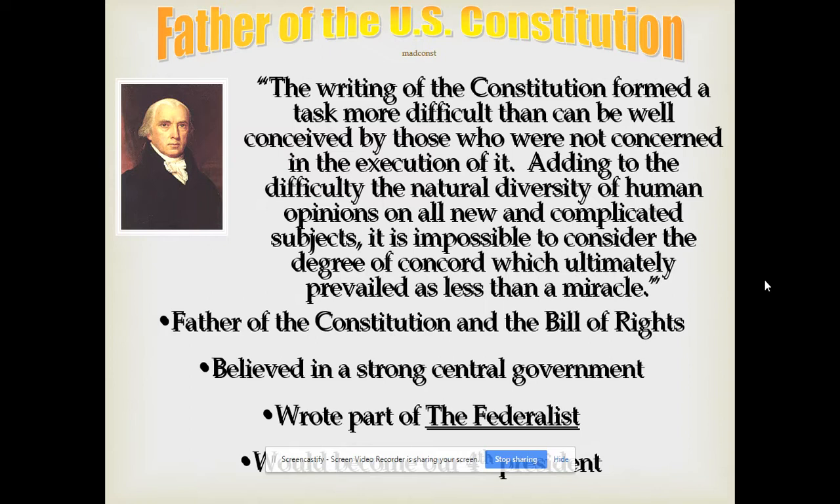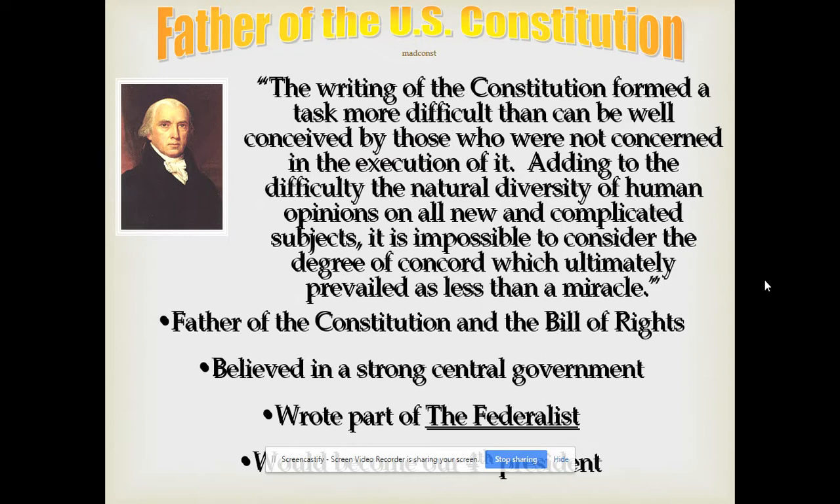So James Madison is considered the father of the Constitution because he comes up with some of the big parts of it. He doesn't come up with everything by any means. He's not the sole writer of the Constitution like Jefferson was with the Declaration of Independence, but a lot of the Bill of Rights he helped write with Alexander Hamilton and others. And so he does believe in a stronger central government.